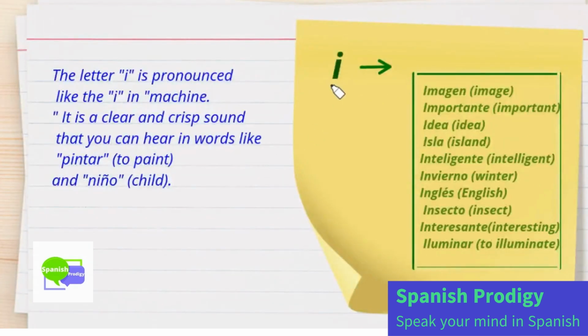The letter I is pronounced like the I in machine. It is a clear and crisp sound that you can hear in words like pintar, which means to paint, and niño, which means child.